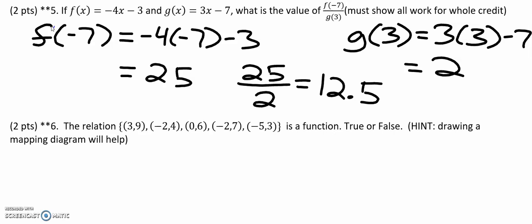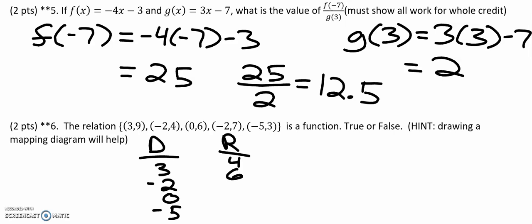So for my domain here, draw a little D for domain, okay? I write out my x coordinates. I have 3, negative 2, 0, and negative 5. Notice negative 2 shows up twice, so I'm not going to write it twice. I only write it one time. Okay, my range or my y coordinates, here's my r, okay, I have 4, 6, 7, 3, and I forgot 9. I didn't do the first one. It's okay, doesn't matter the order, because we're going to draw arrows between the two anyway.